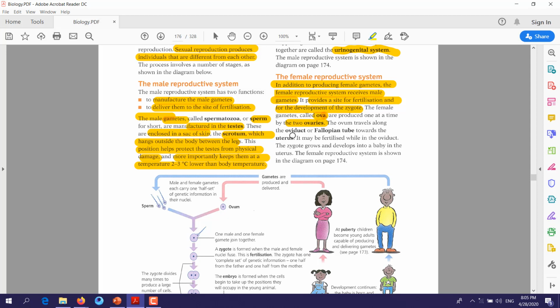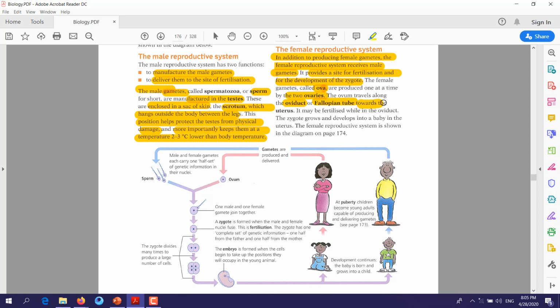The same thing happens in the male reproductive system. We say the testis produces sperms, and the sperms should travel away from the testis through the sperm duct. Here, what do we have? We have the oviduct, which has another name: we call it the fallopian tube. Then it will move through the fallopian tubes towards the uterus, the third part.